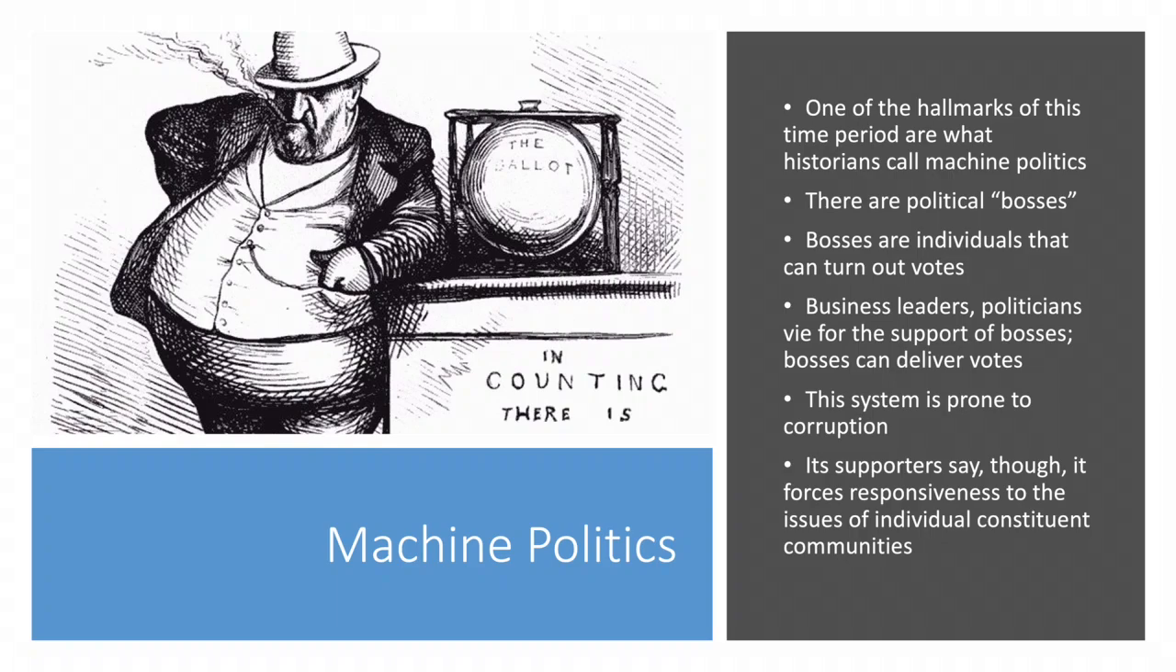One of the hallmarks of this time period that we are talking about is what historians call machine politics. Now, machine politics is this term for the system in which there are individuals called bosses who can deliver votes. And these votes were like a machine. It was like you fed the machine and you got the outcome that you wanted. That's the analogy that's being made here. This is something you find mostly in America's growing cities, although it could happen in rural areas.